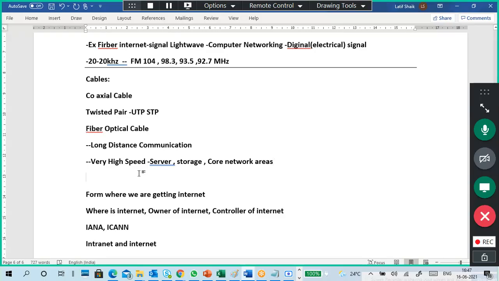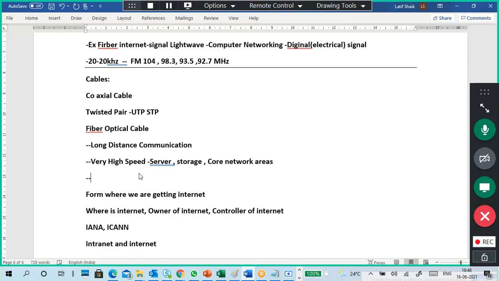A lot of people will ask: fiber optical cables are very cheap, so why are we using copper cables? For shorter communication, regular home or office communication, normal copper cables are better. But for longer distance communication and high bandwidth communication, fiber optical cable is used.